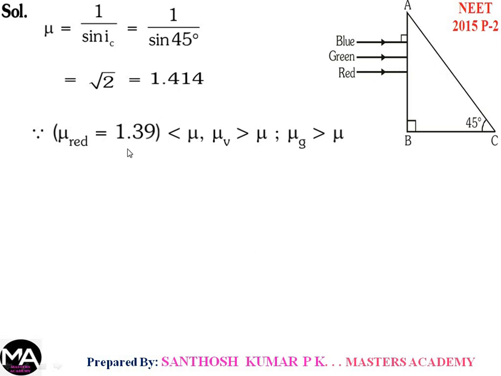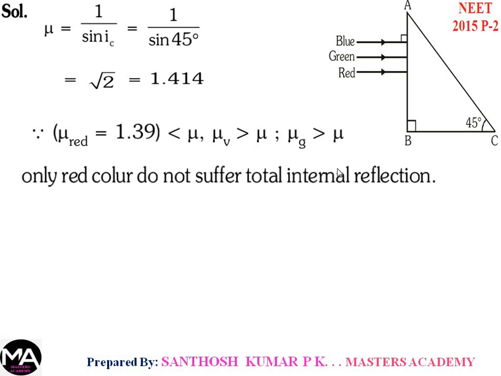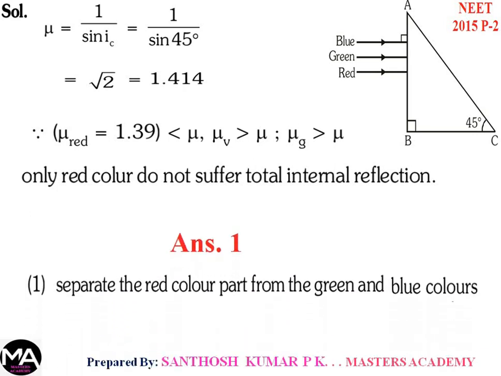But the refractive index for the red color is 1.39, which is less than the refractive index of the material. Therefore, the other colors will have a greater refractive index compared to this one. Okay. Now, what happens? The red color does not undergo total internal reflection, but all the other colors will undergo total internal reflection. Therefore, the option is the first one. It will separate the red color part from the green and blue colors.